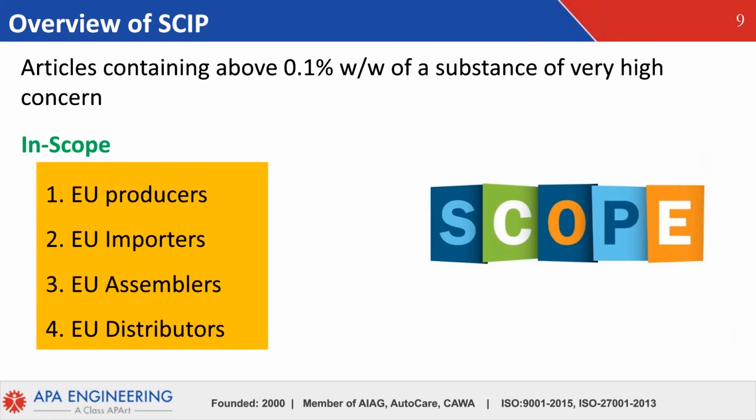So if you have an article, which is any kind of product that may contain 0.1% weight over weight of a substance of very high concern, you need to evaluate whether or not this article needs to be registered with the SCIP database. Any EU producer, importer, assembler, or distributor should consider looking at their articles and determine whether any of them have SVHCs, and they would be in scope for registering with SCIP. Next slide.